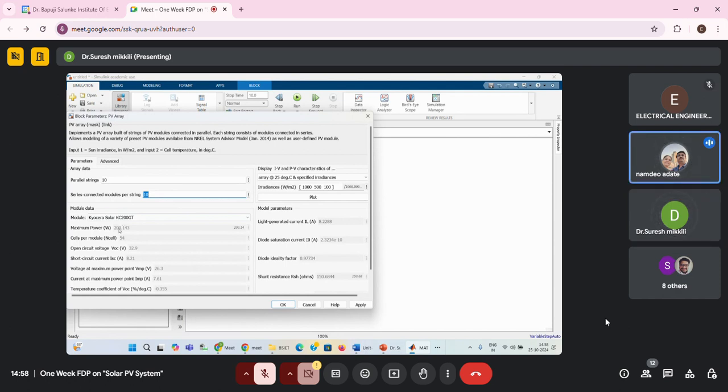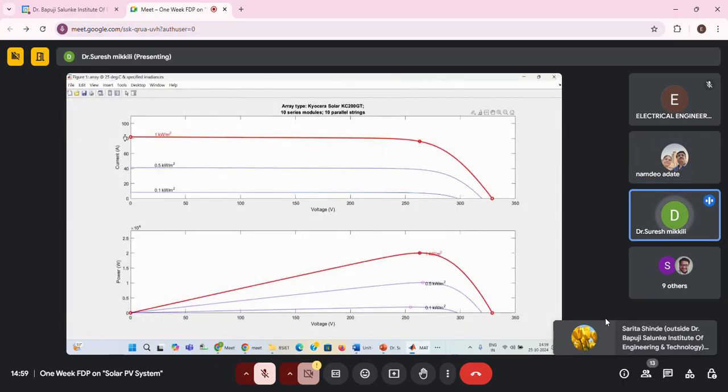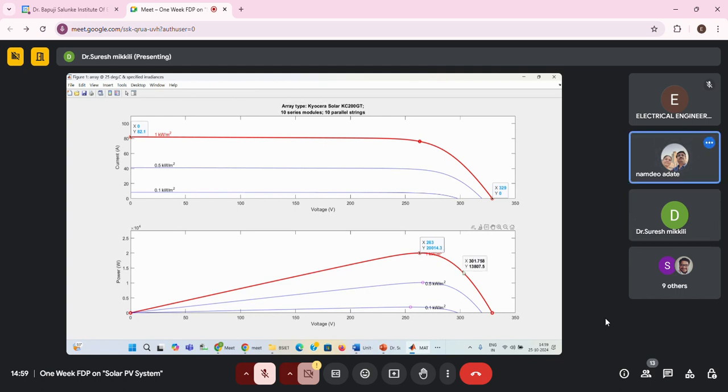10 are in series. In a series parallel structure, in a string, 10 are there, and 10 parallel strings are there. Parallel strings 10 means the current will be 10 into 82. So current is 82 per string, and voltage is 329. Do you understand? The power will be 10 times the normal one, 20 kilowatt. This is 20 kilowatt.